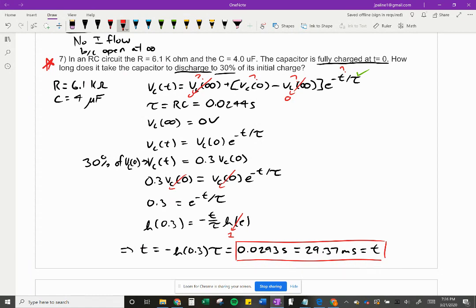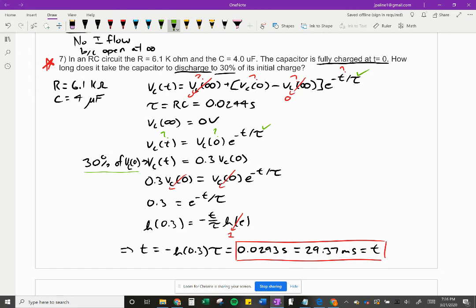So we can go and update our equation. V of C at time t is V of C initial times e to the minus t over tau, where we now have tau. Okay, but we still don't know the initial voltage. We don't know the voltage at a time either. But they're asking for 30% of the initial voltage at a time.